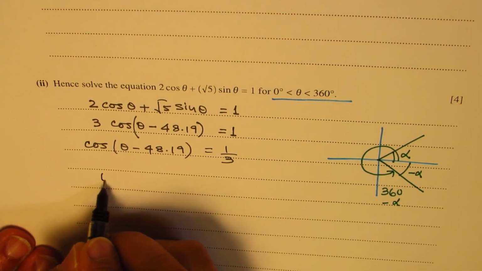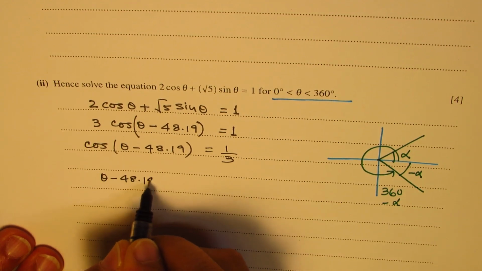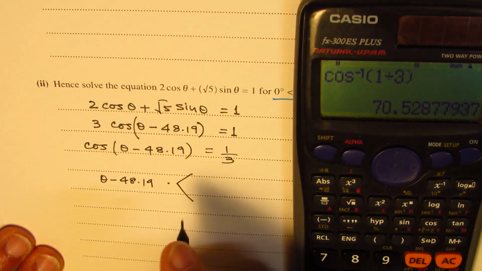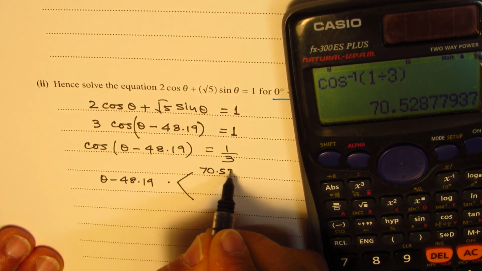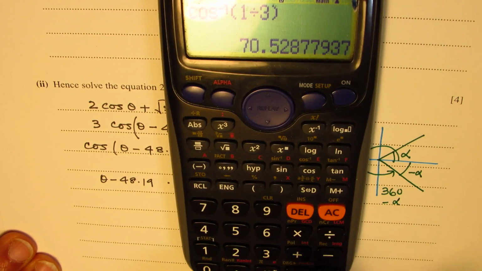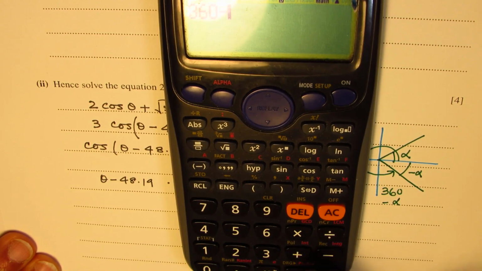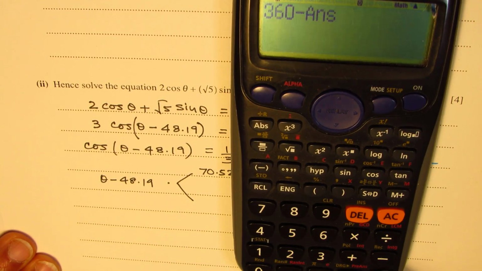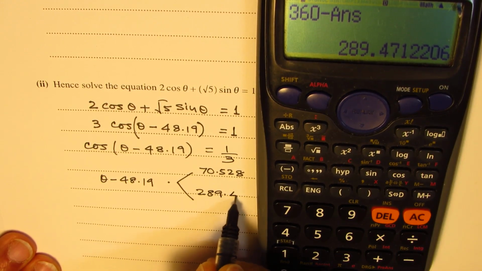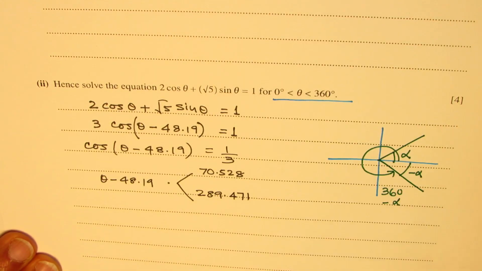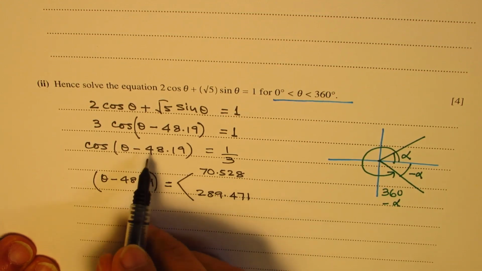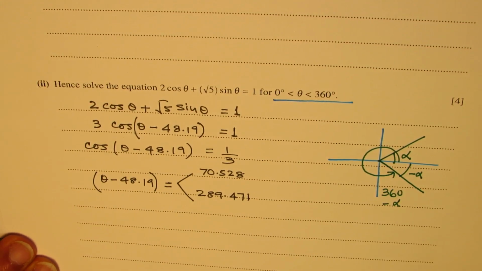So we get two possible answers for theta minus 48.19. One of them is 70.528, right? The other one will be 360 minus our answer, which is 70.528. So we get 289.471, correct? So these are the two values for theta minus 48.19, clear?